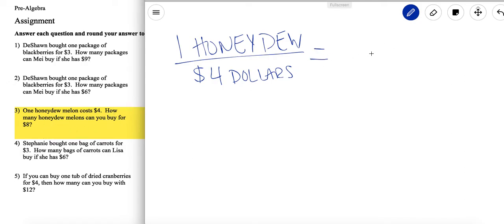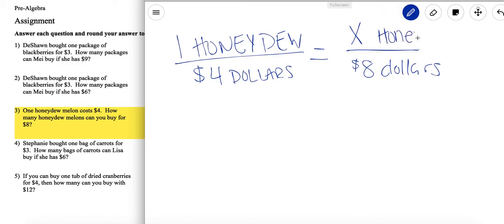So again, we were given $8. We know we have $8. So where should we put that? The top or the bottom? Well, it should go on the bottom because we already have dollars on the bottom. It says how many honeydew. So we don't know how many honeydew, so we're going to make x honeydew.